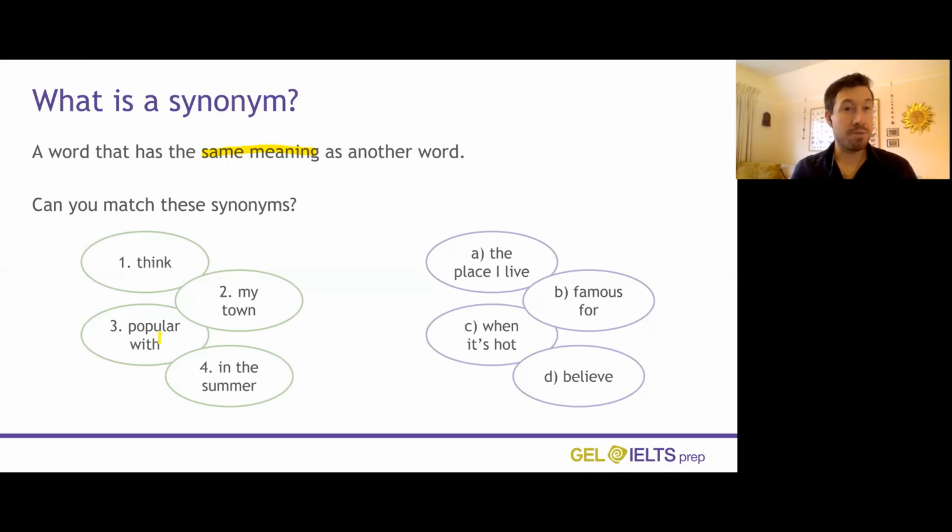Okay, well, we've got here first the word think, and we can match think to the word believe. They have the same meaning. Then my town can match to the place where I live or the place I live. They are synonyms. We got here popular with or famous for. They're also synonyms. And then we've got in the summer and when it's hot. They are synonyms as well. So they have the same meaning.